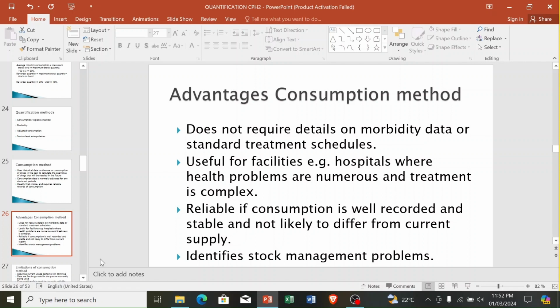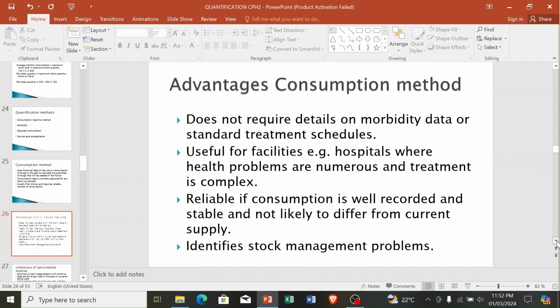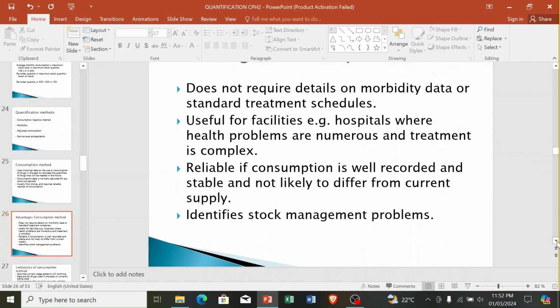It also helps to identify stock management problems. In case you had days out of stock, consumption data can tell us that we had days out of stock. In case we had any theft or any breaches, we are able to recognize it with our consumption data.